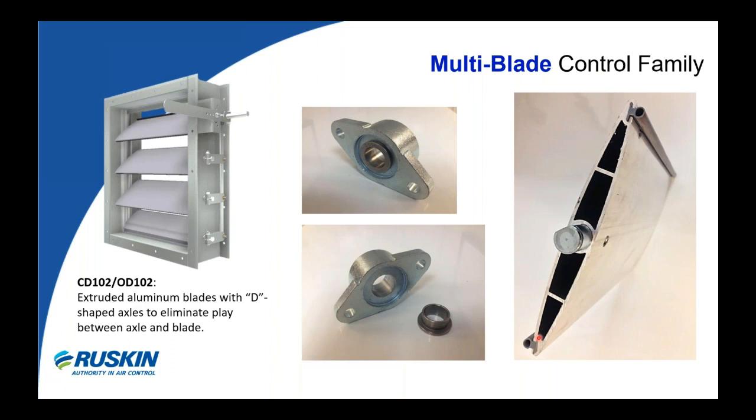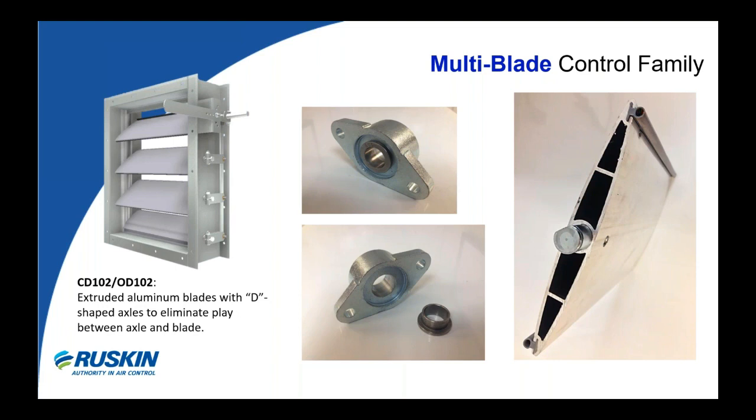The difference between the CD102 and the OD102 is that the CD102 is equipped with stainless steel sleeve bearings pressed into the frame as standard, while the OD102 is equipped with stainless steel sleeve bearings placed in a cast housing and bolted to the outside of the damper frame. The OD102 is especially suited for fan outlet applications where the bolt-on bearings provide greater strength and resistance to the constant vibration under which the damper would be subjected when mounted directly to or in close proximity of a fan.